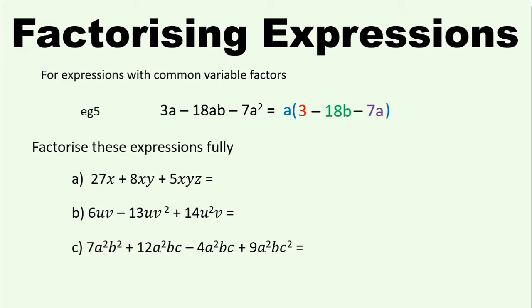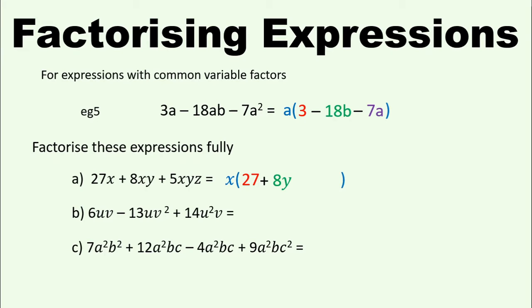So I'll write my highest common factor, that's the x, outside the bracket, and inside the bracket I write the factor pairs. 27x divided by x is 27. 8xy divided by x would leave me with just the 8 and the y. But don't forget this is positive 8xy divided by a positive x. So the term inside the bracket should be led by a plus sign. Plus 8y.